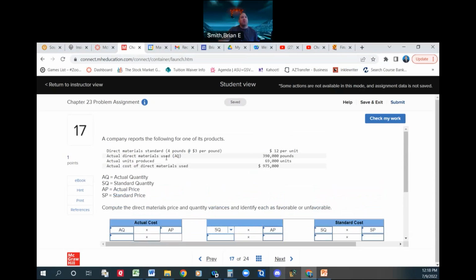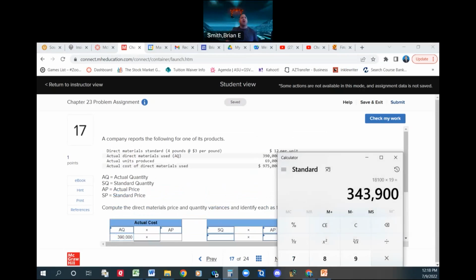Okay, actual direct materials used was 390,000 pounds. So that's going to be actual quantity, and we're going to put that over here, 390,000. We actually produced 69,000 units. Let's just verify this, I always want to make sure. Divided by 69,000. So we definitely have an issue here.